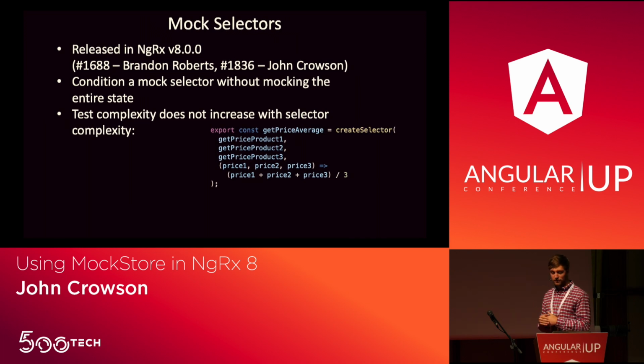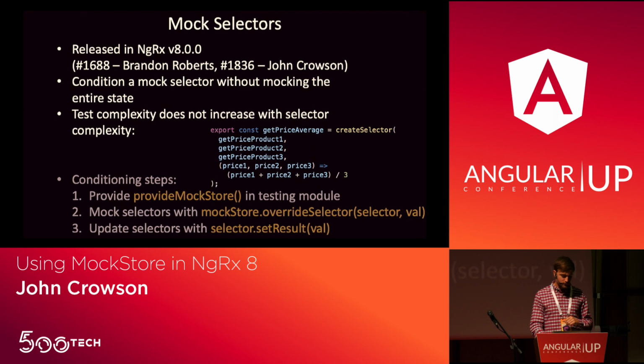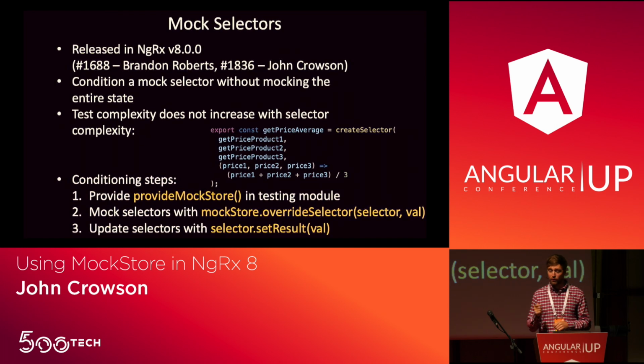of 3 different products. If I wanted my average to return 2, I might have to do some small math in my head to come up with a state that's going to have an average of 2. With MockSelectors now, I can just short circuit this whole thing and have getPriceAverage return 2. And the conditioning steps are once again very simple.